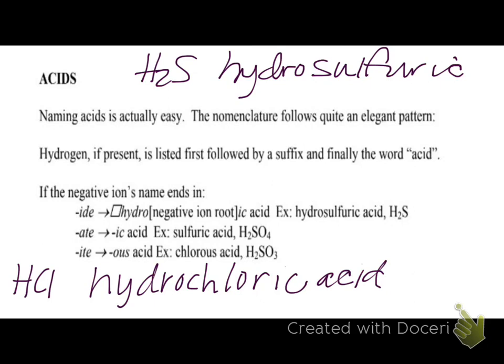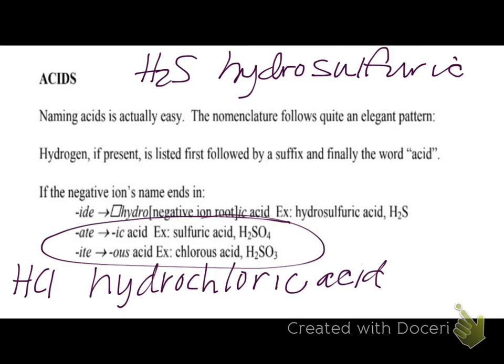All right, so if there's oxygen present, it's usually going to mean that it's hydrogen in one of the polyatomics. That's where we do that ate to ic and ite to ous. So if it's a polyatomic that ended in ate, we change the suffix to ic. If it's a polyatomic that ended in ite, we change it to ous. You might want to write that on the bottom of your pink sheet somewhere. Ate to ic, ite to ous.